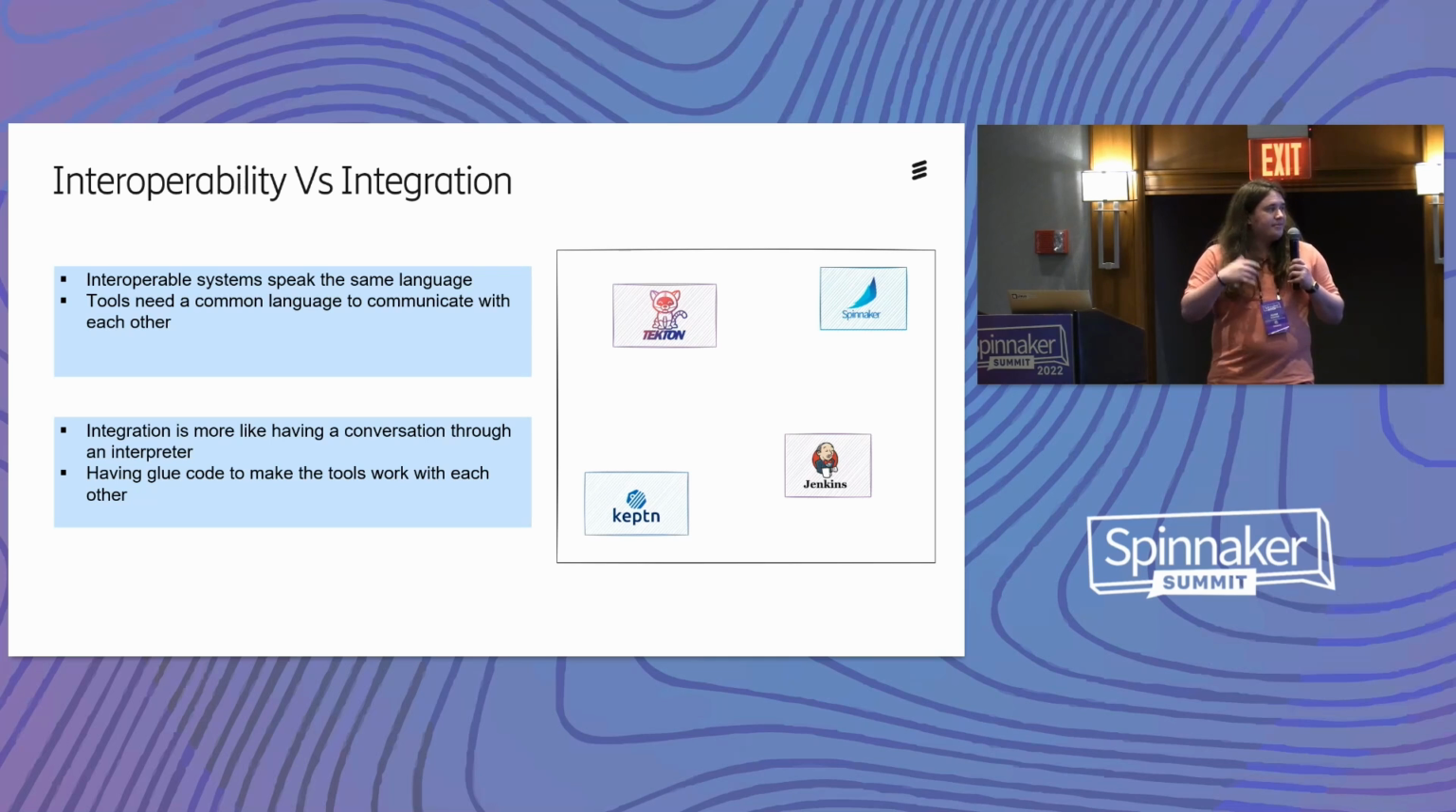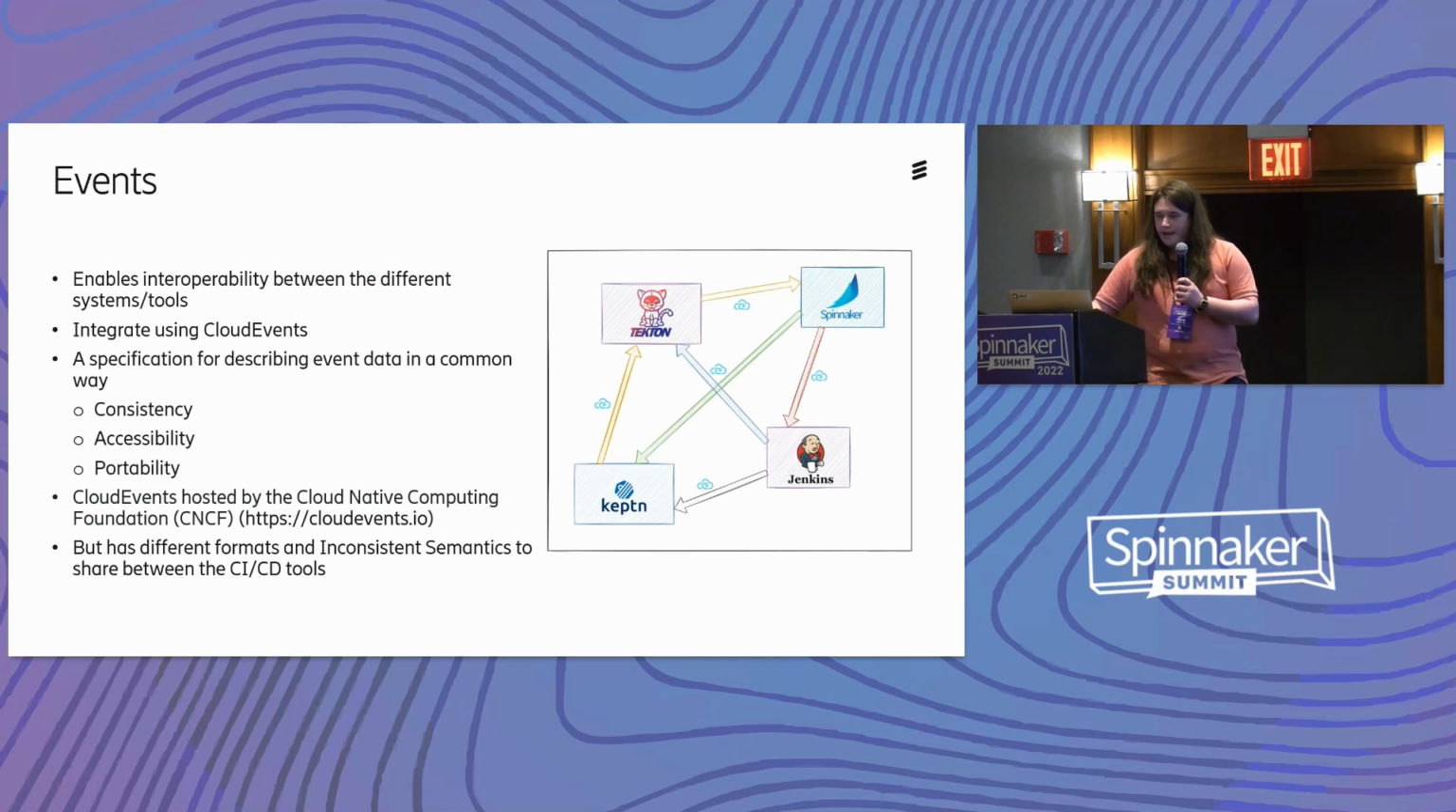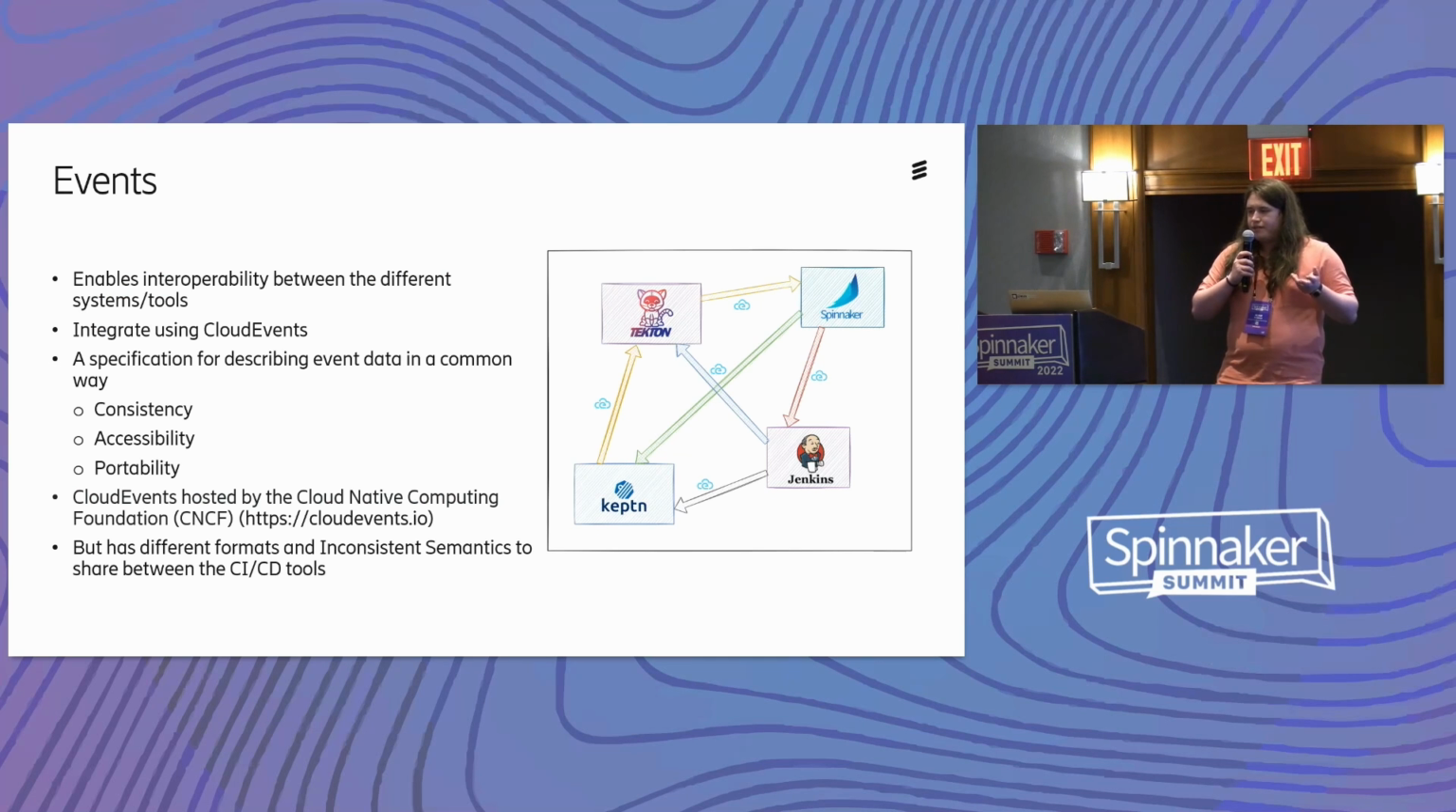So Tekton can communicate with Keptn by speaking the same language, whereas integration often uses glue code, kind of like self-invented systems, in order to link these two tools together. In order to enable this, we use events. So events enable interoperability between the different systems and tools.